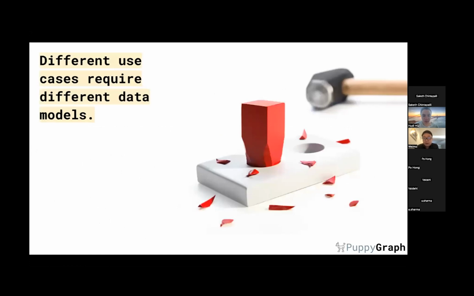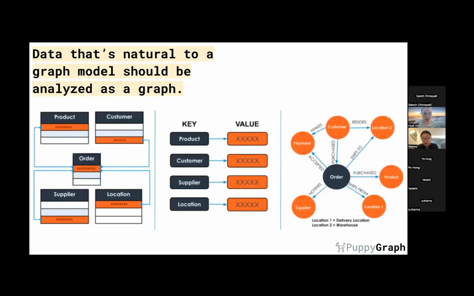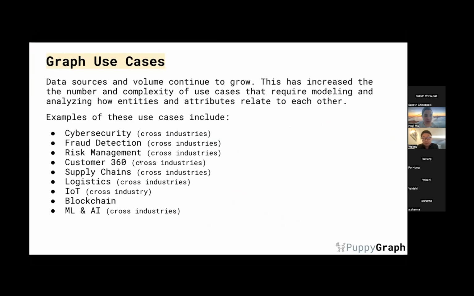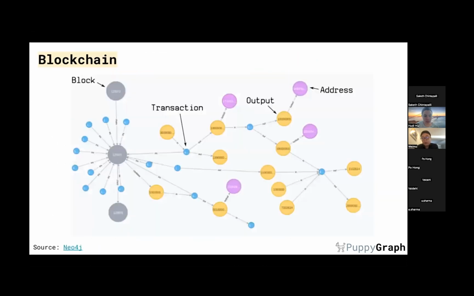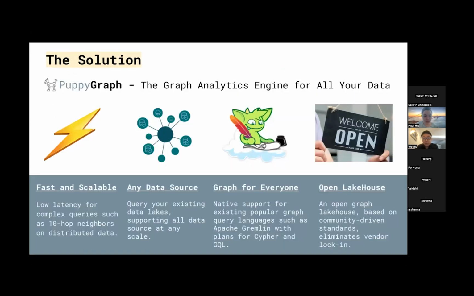And why graph? We think that different use cases require different data models. Of course, the relational database is the most popular model and is supported by SQL. But there are also others like key-value stores, document databases, and graph databases. And there are a bunch of use cases that can be addressed more easily by the graph model, like cybersecurity, fraud detection, and blockchain. They have some common features: the data is naturally a graph, and it's easier to think in graphs and query as a graph. And our product is trying to address this kind of use case.